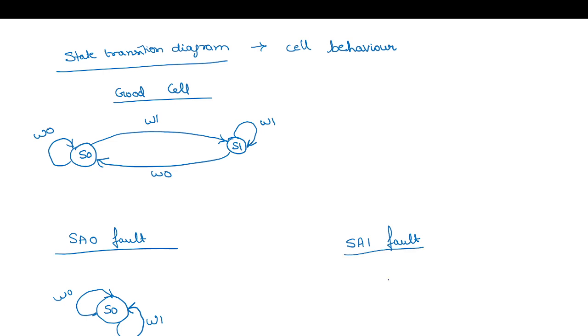Now similarly, if we consider that we have a stuck-at 1 fault, S1. So as before, if we write 1, it will remain in the 1 state. And now if we write 0 also, it will remain in the 1 state because of the fault.